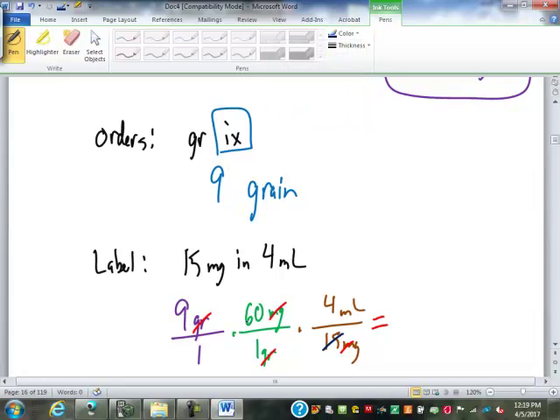I'm going to cross cancel the 15 and the 60. 15 divided by 15 is 1. 60 divided by 15 is 4. So we got 9 times 4 is 36. Times 4 is 144 milliliters. So be careful with some of those that have hidden conversions in them. Those are the ones that most people miss on this test.